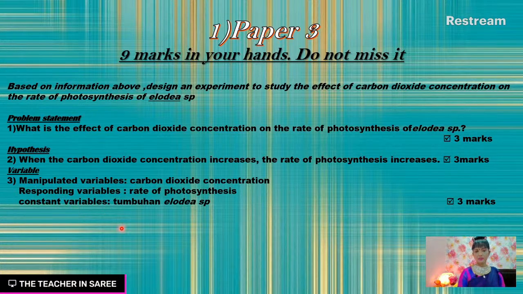Then the variables. Okay. So variables. The carbon dioxide concentration, it is here. That is the manipulated variable, because that is what is going to affect the rate of photosynthesis. Then the responding variable, the rate of photosynthesis, because it's already here. Take it and reuse it, recycle it. The beauty of paper 3 is sometimes you can just recycle the answers again and again and then again, and nobody will say you are wrong.